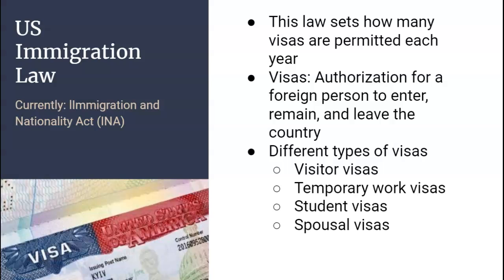Some types of visas are visitor visas, temporary work visas, student visas, spousal visas. So for instance, students will come abroad a lot of times and they'll need a 4-year visa to live here. That doesn't mean they're a citizen, but it doesn't mean they're here illegally either. It means that they've been permitted to live here and go to university here, and then they'll just return home afterwards.